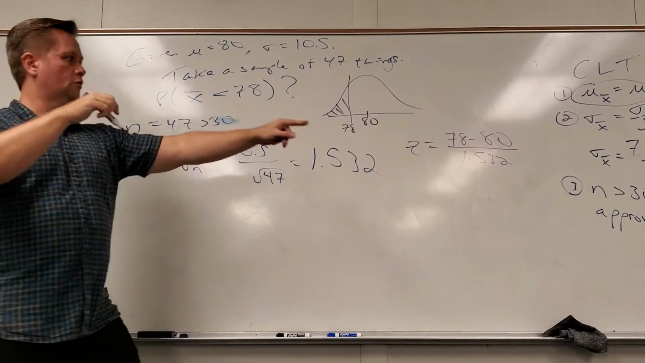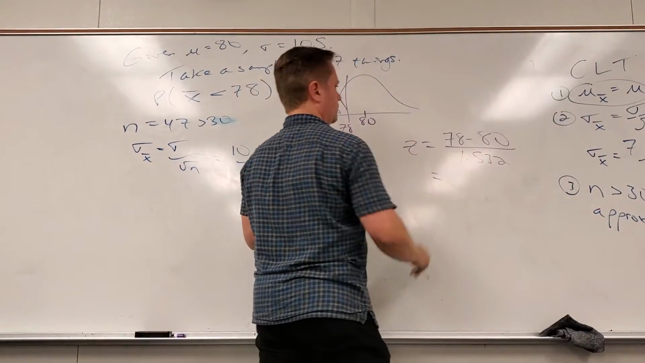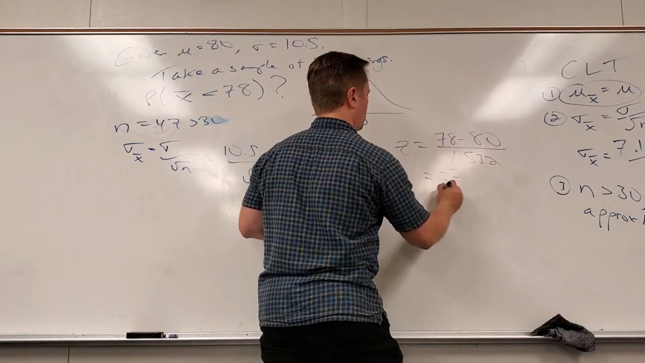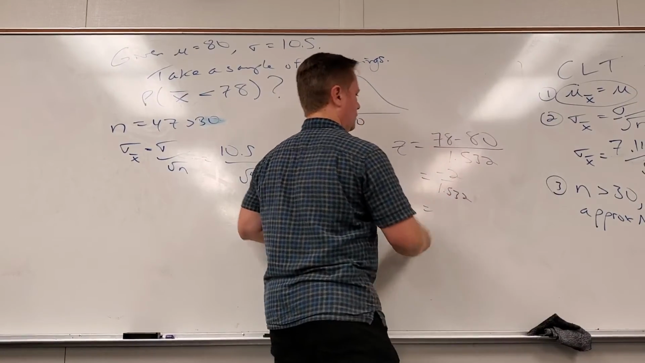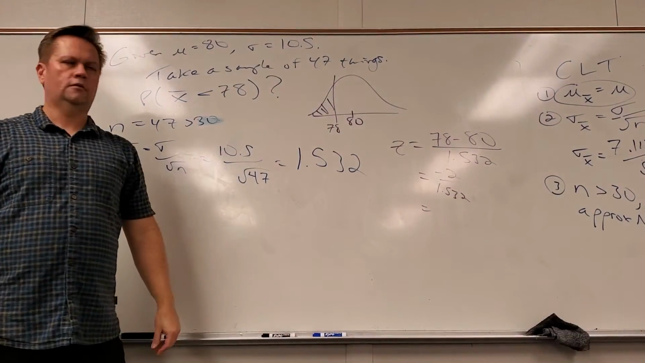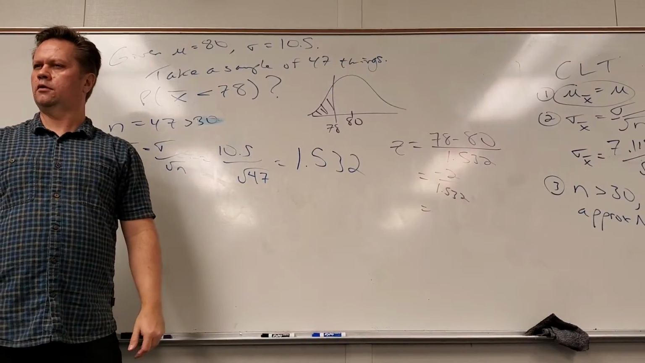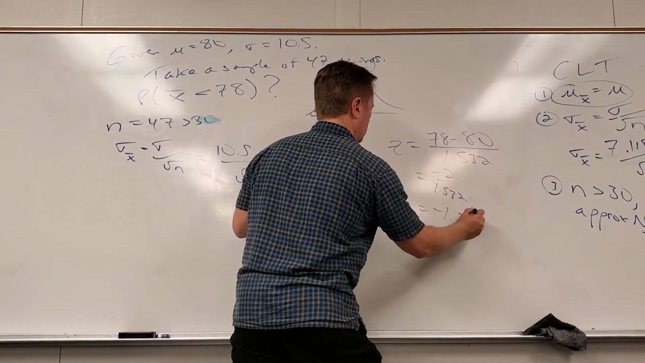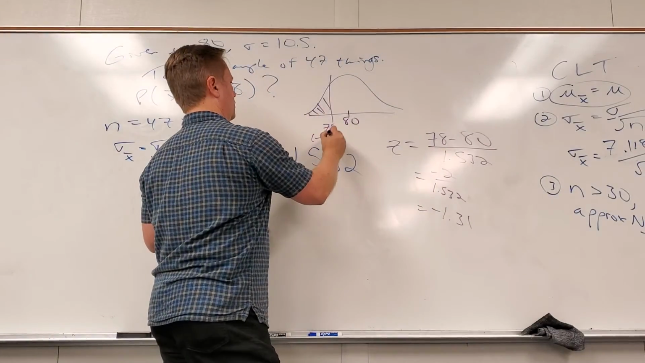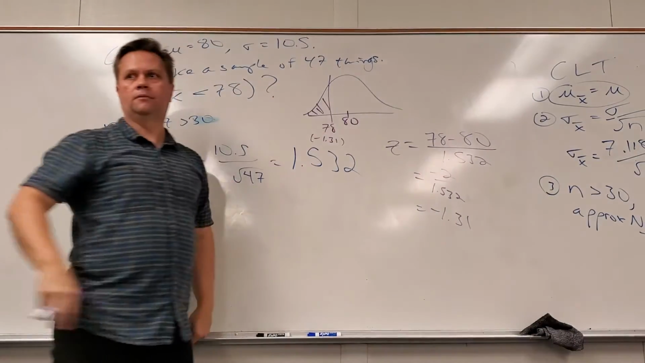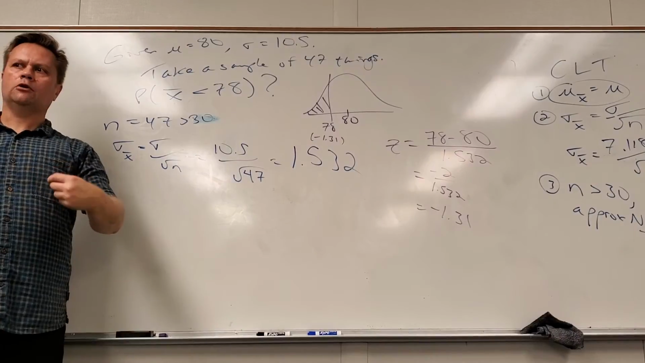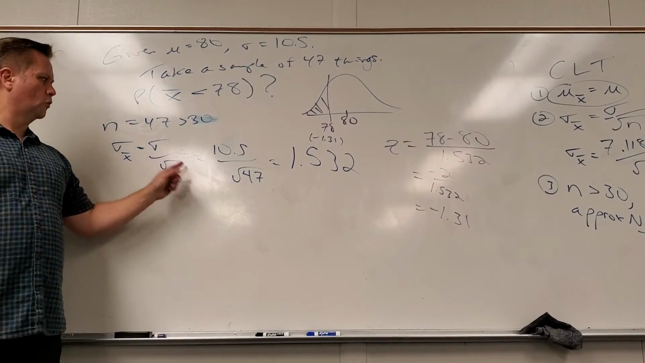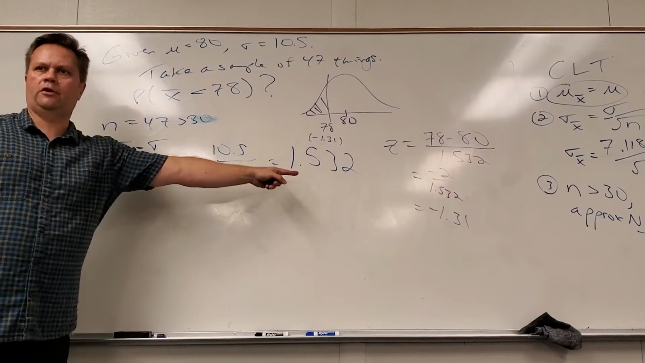So what do you guys get for this? You get -2 over 1.532. Yeah, sounds about right. -1.31. And then you just looked it up and you're done. How much extra work in this problem compared to another problem like it in chapter 6? One extra step right there. That's it.